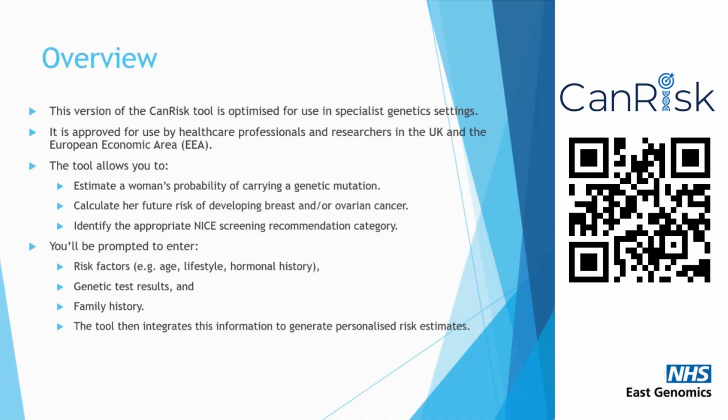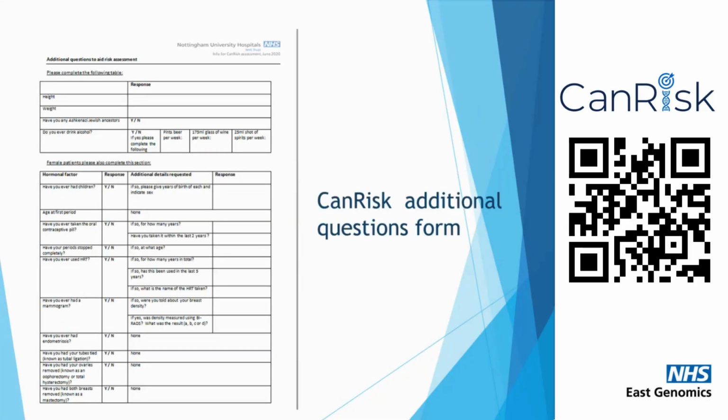You'll be prompted when you go in there to enter a number of different factors, such as age, lifestyle, hormonal history, genetic test results, and family history. The tool then integrates this information to generate a personal risk assessment. We use a CanRisk additional questionnaire form. We quite often send this out with a family history questionnaire that just allows you to gather the information on the risk factors before you've got a patient sitting in front of you in clinic. And again, we're very happy to share that if that would be useful to anybody.